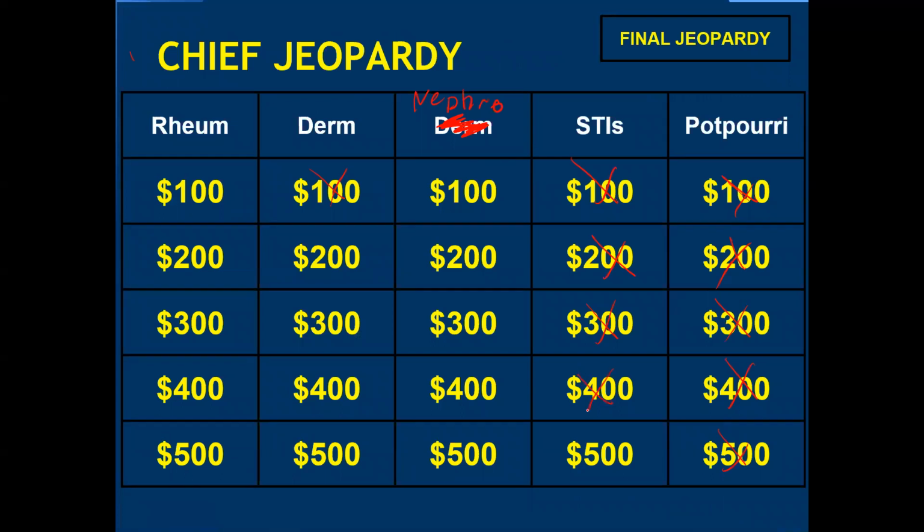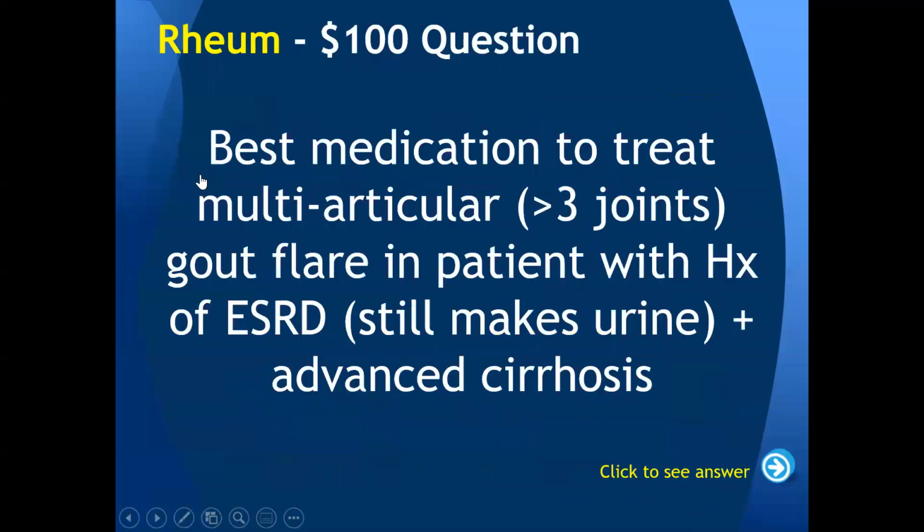What do we got? What do we got? Room for a hundo. I think this one's kind of hard.